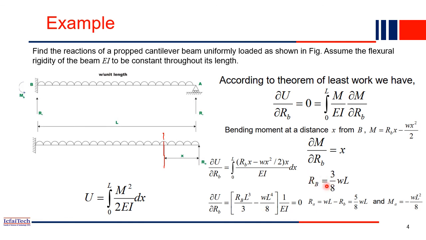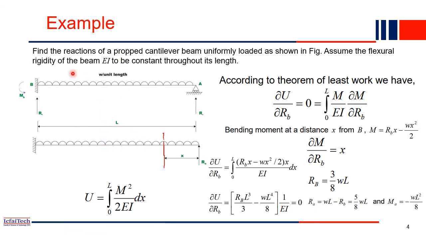Once we know RB, we got RB this much. Now that we know the total RB, what will RA be? Total load minus RB will be RA. The total load is WL, so WL minus RB is RA. Simply now the moment MA can also be determined at this point. Just substitute the RB value, which we also know, so we can find out the moment at A. Now all the reactions we computed using the theorem of least work.